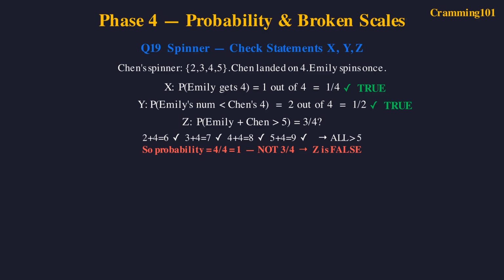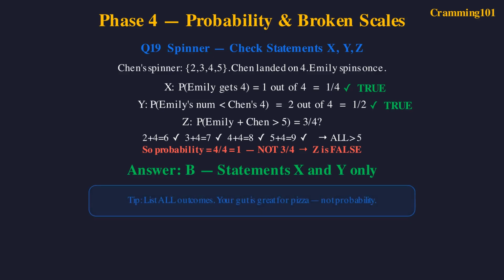Only X and Y are correct. The answer is B. Exam tip: for probability statement questions, list the outcomes. Do not rely on your gut feeling. Your gut is great for pizza toppings, not probability.